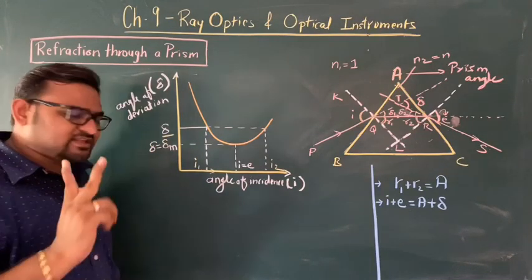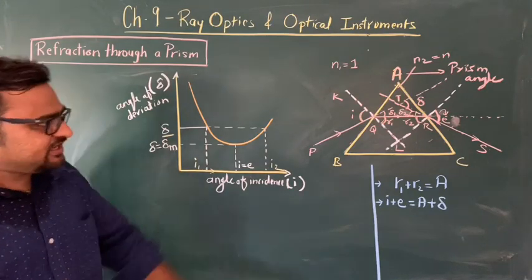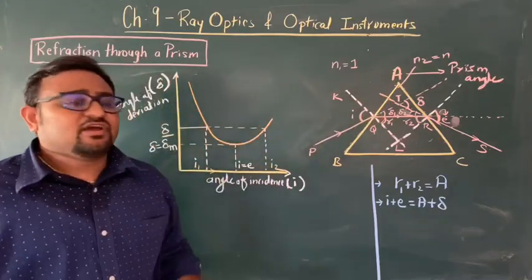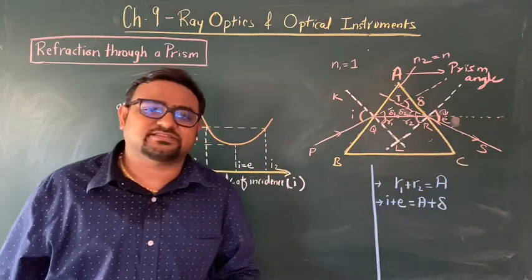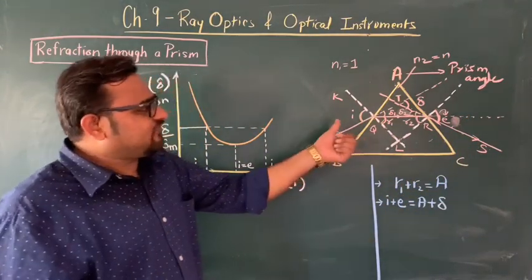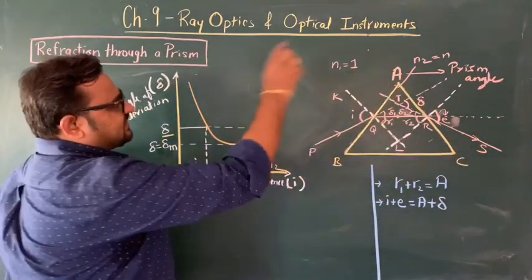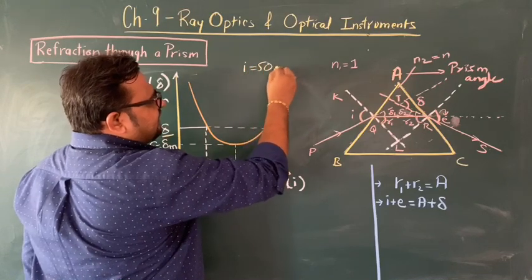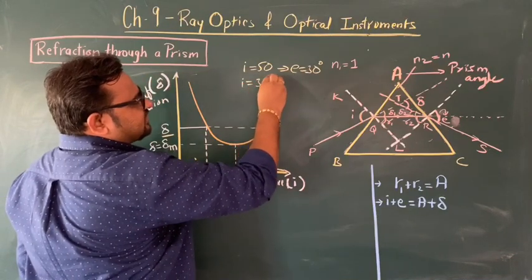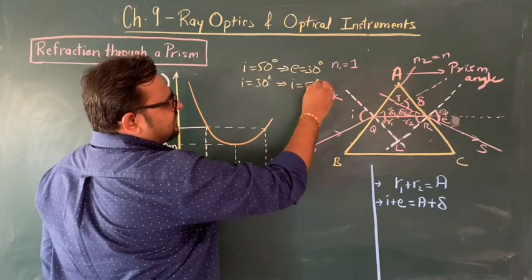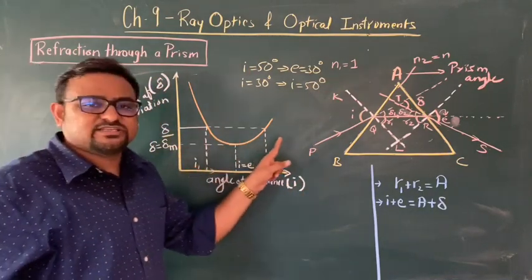So for two angles of incidence, the angle of deviation will be the same. Now the reason: see, if the angle of incidence is 50 degrees, and in that case the angle of emergence is 30, then when the angle of incidence is 30, at that time the angle of emergence will be 50. Let's take, if I is equal to 50, and in this case E becomes 30 degrees, then when I is equal to 30 degrees, E will be equal to 50 degrees. So in both these cases, the angle of deviation will be the same.